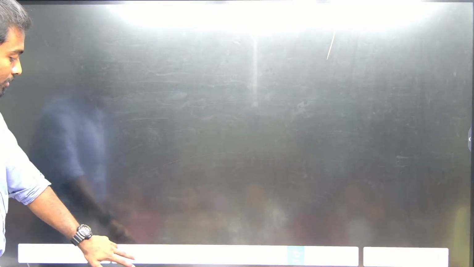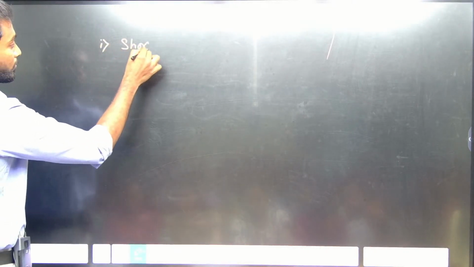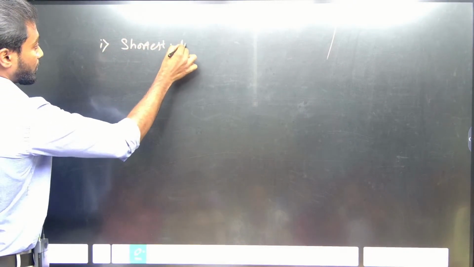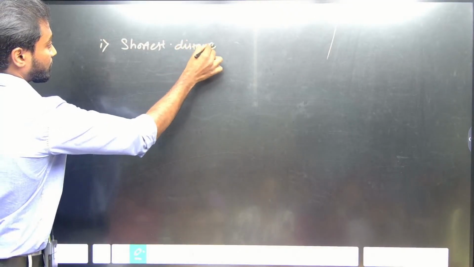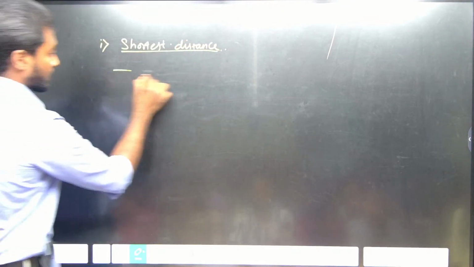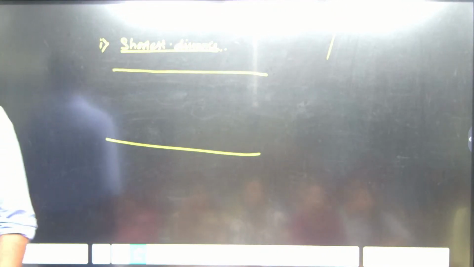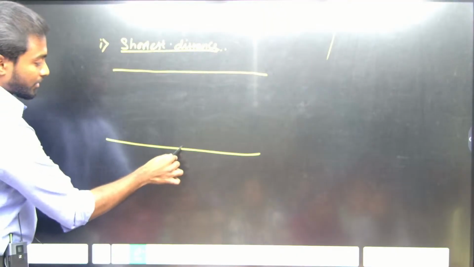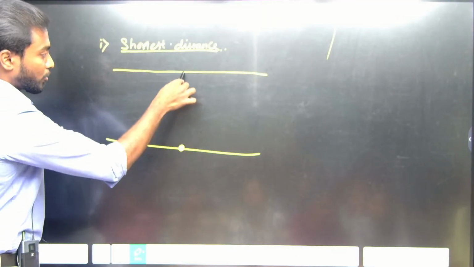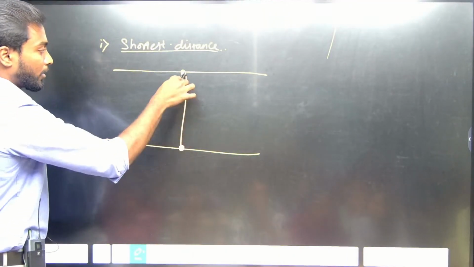So the first one is shortest distance. Listen now. I want to travel the shortest distance, which means I need to exactly go in this line, right?